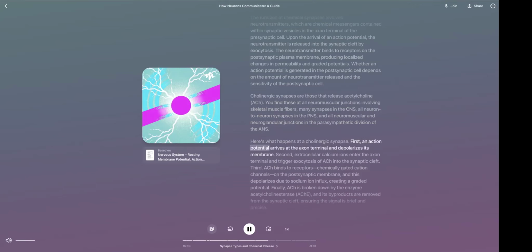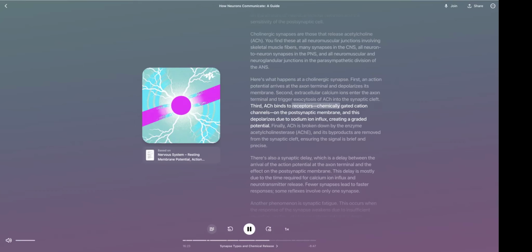First, an action potential arrives at the axon terminal and depolarizes its membrane. Second, extracellular calcium ions enter the axon terminal and trigger exocytosis of acetylcholine into the synaptic cleft. Third, ACh binds to receptors, chemically gated cation channels on the postsynaptic membrane, and this depolarizes due to sodium ion influx, creating a graded potential. Finally, ACh is broken down by the enzyme acetylcholinesterase, AChE, and its byproducts are removed from the synaptic cleft, ensuring the signal is brief and precise.